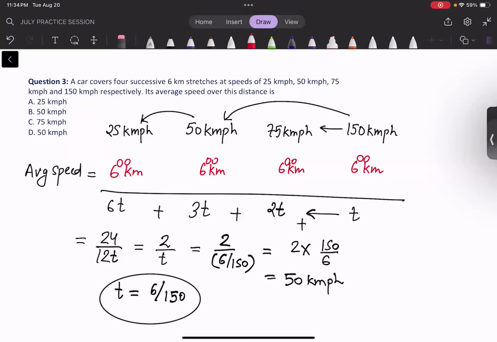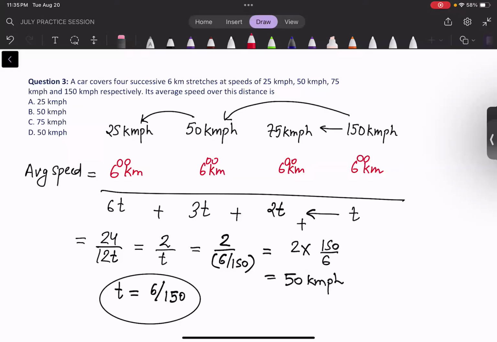Now I can write the t value easily. 600 by 150, 4. 600 by 75, 8. 600 by 50, I will get 12. 600 by 25, I will get 24. Calculation will become easy if I take 600 instead of 6. Will you get the same answer? Yes.